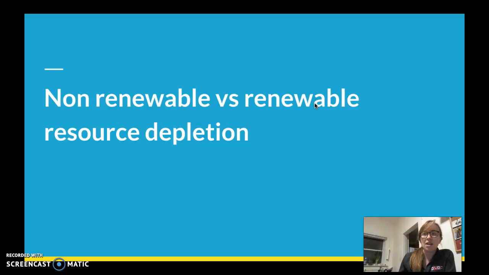Trees take, depending on the tree, a certain number of years to regenerate. And if we are cutting them down faster than they can replace themselves, it's a similar thing to the non-renewable resources. We'll eventually run out because we can't replace them as fast as we're using them. So I want you to think about that. You're going to answer a question about that in the Google form for today, thinking about how we can time renewable resource use in order to not deplete it completely.